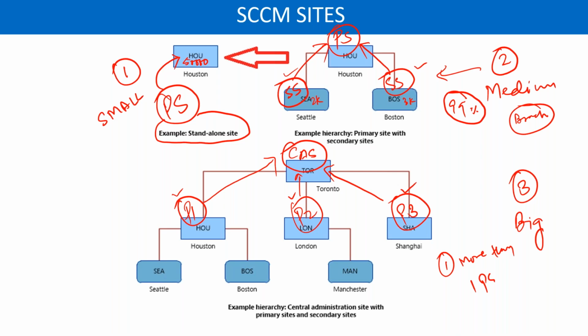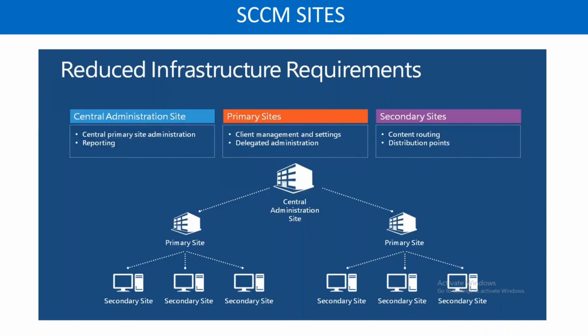We design the architecture, and then according to the architecture we implement SCCM sites and site servers in the companies. So these are the three architectural diagrams, guys. Now one more architectural diagram. When you have two primary sites, primary site 1 and primary site 2, both will report to the central administration site, and each secondary will report back to its respective primary site.